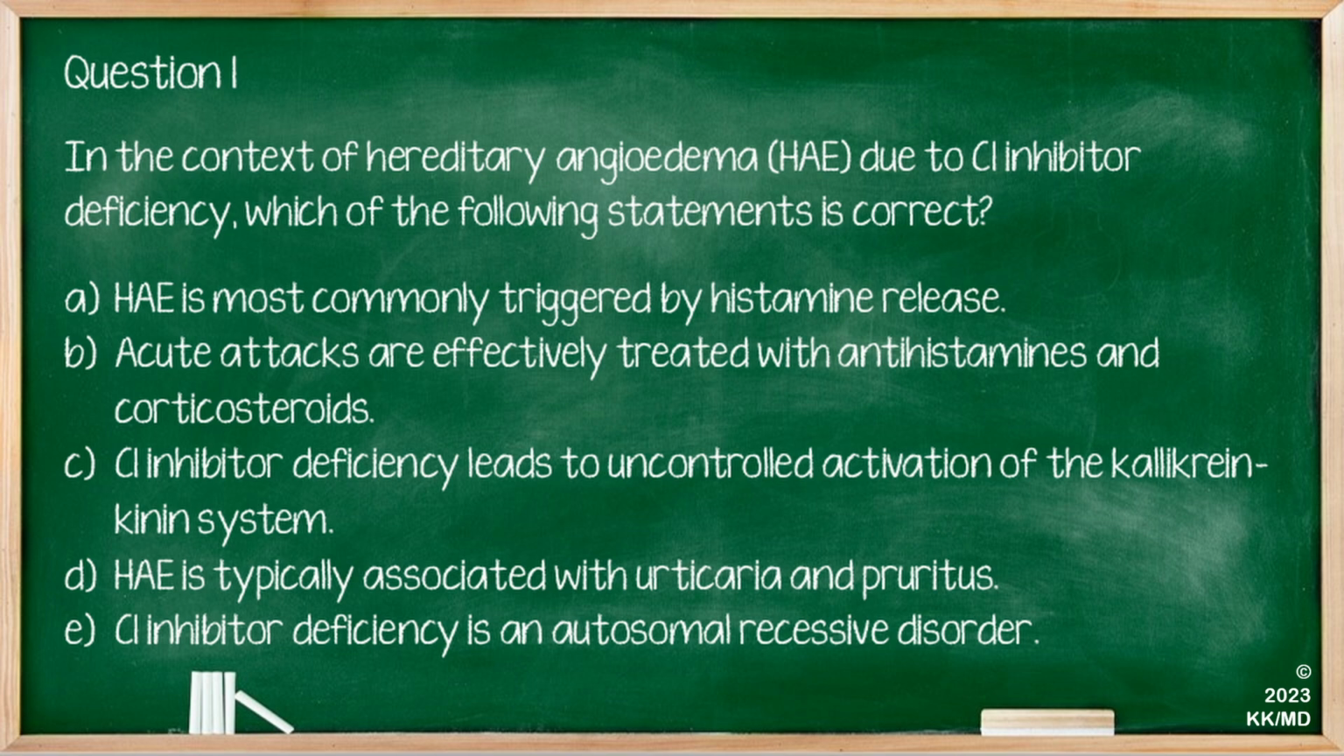So the correct option is option C, which is C1 inhibitor deficiency leads to uncontrolled activation of the kallikrein-kinin system. The other options are incorrect because remember, this condition is not an anaphylaxis or an anaphylactoid reaction. Therefore, it's not really triggered by histamines. As a result of it, it doesn't really cause pruritus or urticarial symptoms, and therefore the treatment of it is not going to be with antihistamines or corticosteroids. Therefore, the correct option is going to be option C.